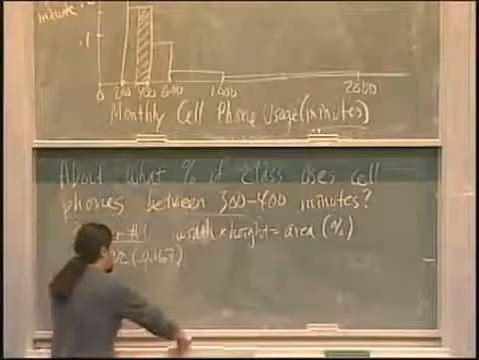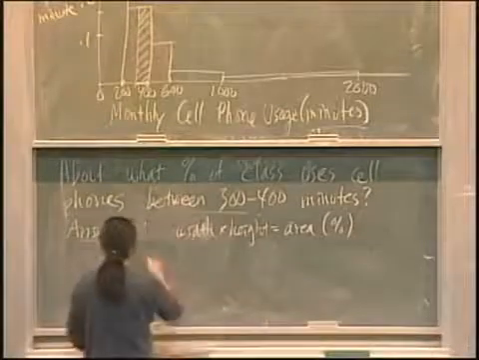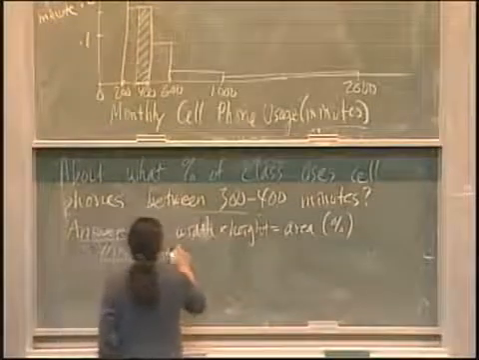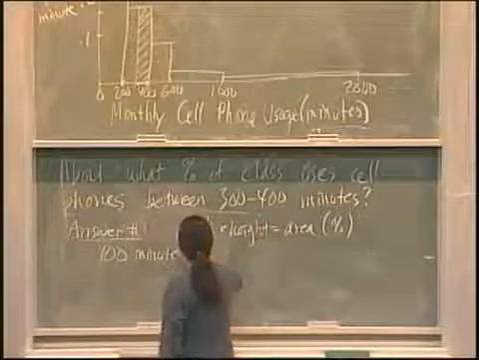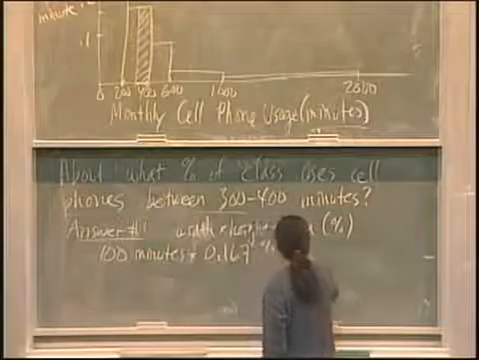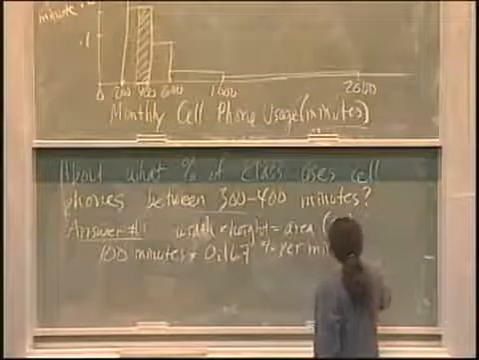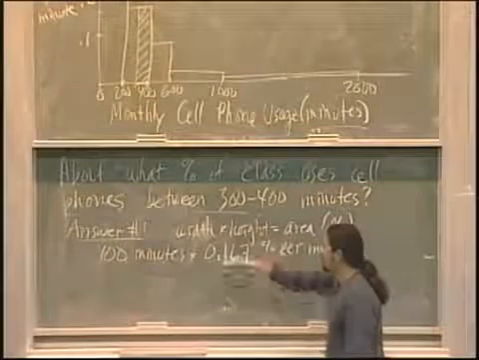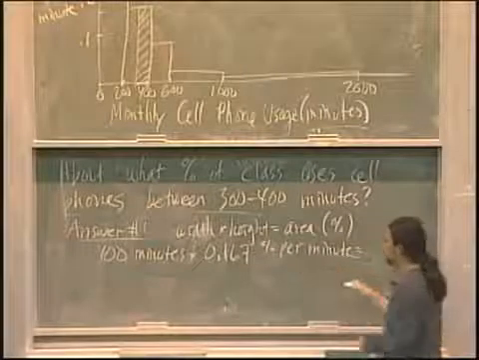Actually, I'm sorry, let me write down the units too. 100 minutes times 0.167% per minute. And all the minute parts cancel, and we get 16.7%.